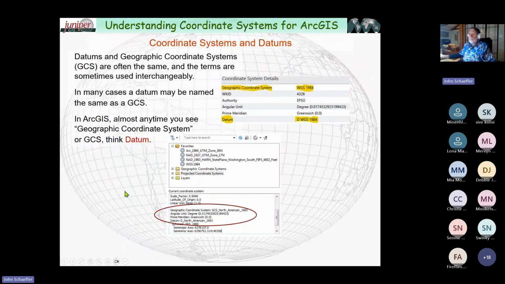So datums and geographic coordinate systems are often the same, and the terms are sometimes used interchangeably. You can see here under coordinate system details, geographic coordinate system, WGS 1984. Datum, D_WGS_84. So essentially the same thing. And in ArcGIS, anytime you see a geographic coordinate system, think datum. That just helps me to not get confused about what this is. It's really the datum that you're using, that model of the globe that you're trying to tie your data to.